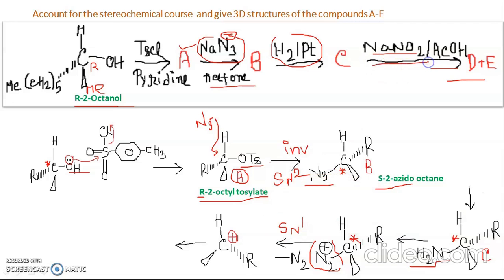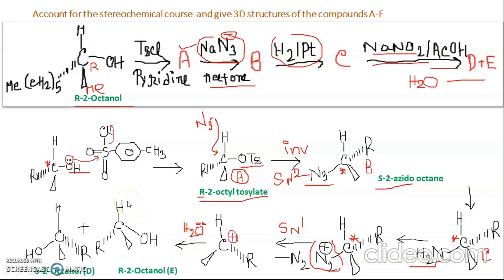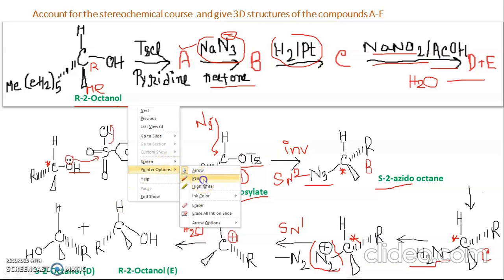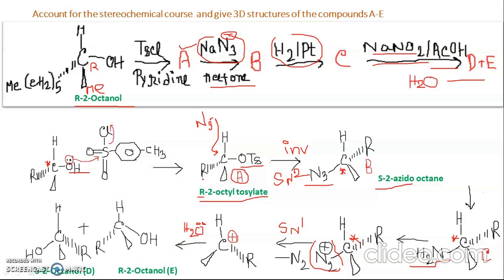Now though here it is written NaNO2 and AcOH, that is acetic acid, if you consider it as dilute acetic acid, that is acetic acid in water, then this water will act now as nucleophile, which can attack this carbocation with equal facility from both sides. So now we will get D plus E. One is S, another one will be R. You can consider any of them as D or E, but one thing is sure that you will get two enantiomers. One is S, another one is R. So that is all about this reaction.